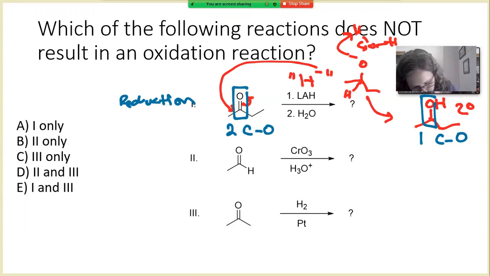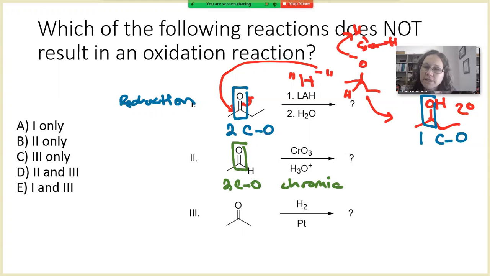All right, next, let's take a look at reaction number 2. We have an aldehyde with chromic acid. Basically, the chromium trioxide and the H2O plus react together to make chromic acid. Chromic acid is going to oxidize carbon to oxygen bonds. Here we have 2 carbon to oxygen bonds in an aldehyde. Chromic acid can react with aldehydes because it's a very strong reagent. And so the product that we make in this case is going to be a carboxylic acid.